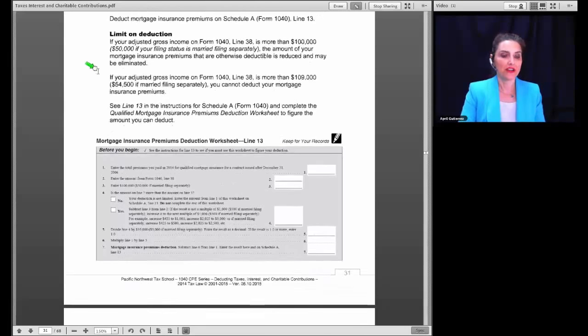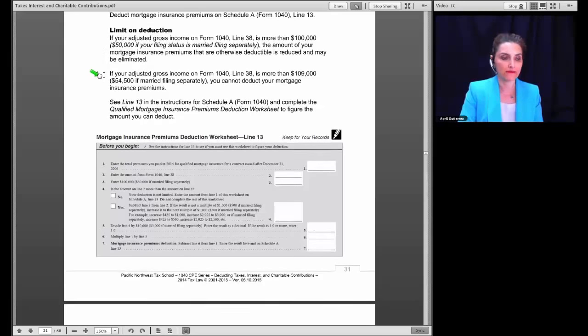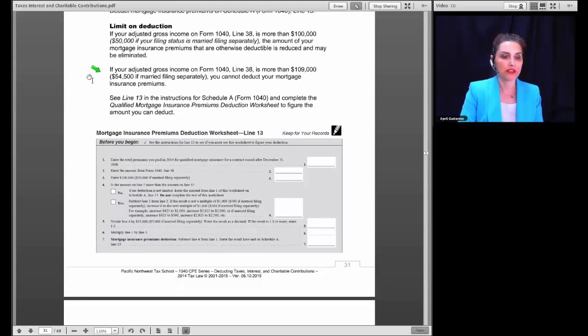There is a deduction limit for home mortgage insurance. You cannot claim a deduction for home mortgage insurance if your income surpasses a certain threshold amount. And if your adjusted gross income on line 38 of your Form 1040 is more than $100,000, or half that amount if you are filing separately, the amount of your mortgage insurance premiums that are otherwise deductible is going to be reduced and finally eliminated. If your adjusted gross income on Form 1040 line 38 is more than $109,000, or half that amount for filing separately, you cannot deduct mortgage insurance premiums at all.